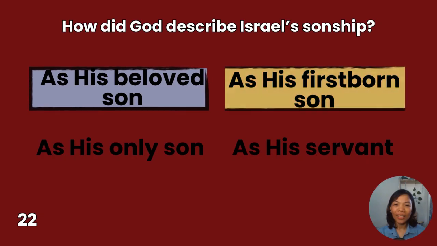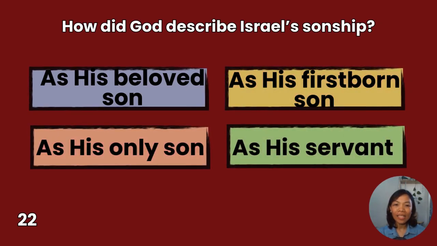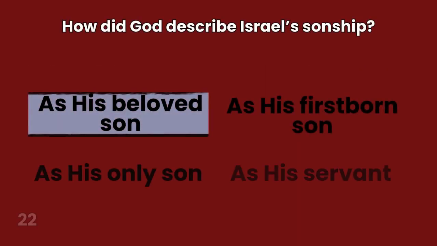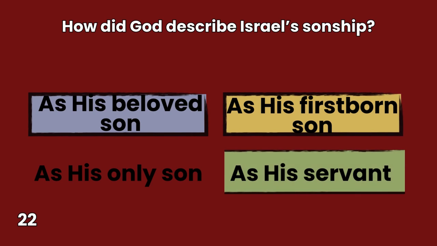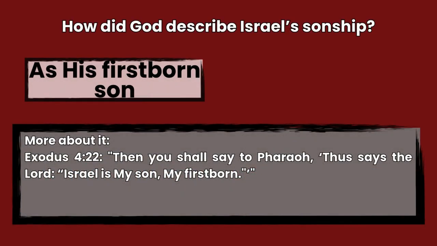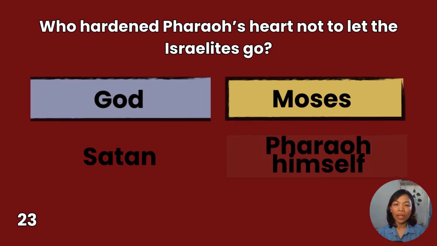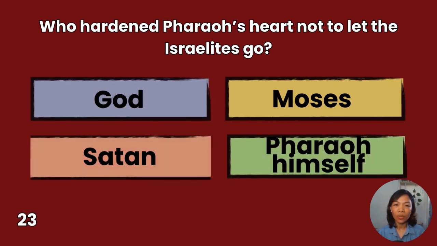22. How did God describe Israel's sonship? As his beloved son, as his only son, as his firstborn son, as his servant. You have 10 seconds to answer. The answer is, as his firstborn son. Exodus 4:22. Then you shall say to Pharaoh, Thus says the Lord, Israel is my son, my firstborn. Let the Israelites go.